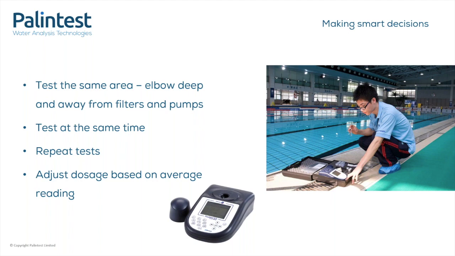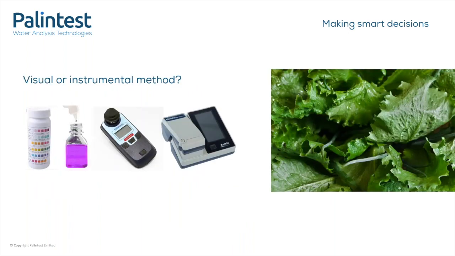And if the result is not as you were expecting, quickly run a second or third test to make sure that the result is true and to give you an average reading to work from. Adjusting dosage based on the average reading will help to make sure that you make the most informed decision about the remedial action required. What about a totally different setting?